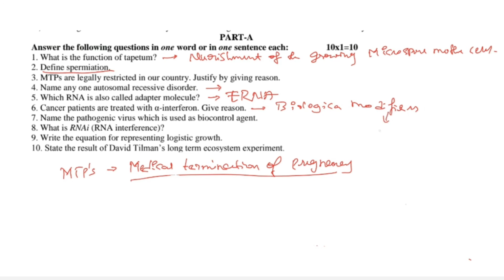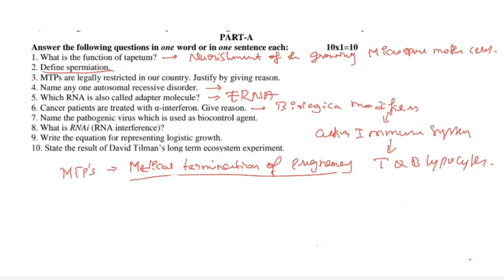So which is going to bring out the action of, or activates, the immune system by activating T and B lymphocytes. So this is the reason why you have to give a biological modifier: it activates the immune system, and the T and B lymphocytes, by activating them.